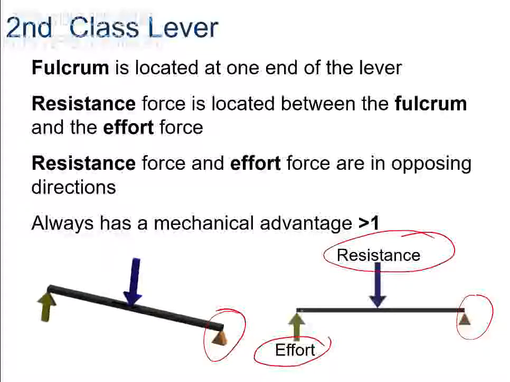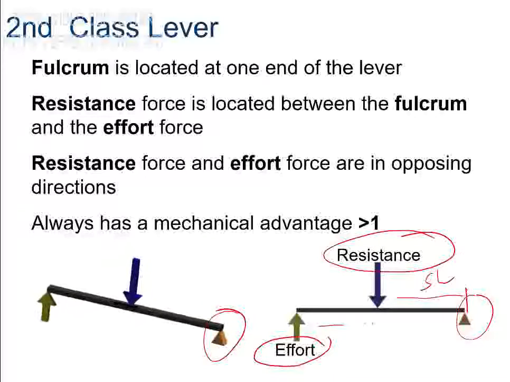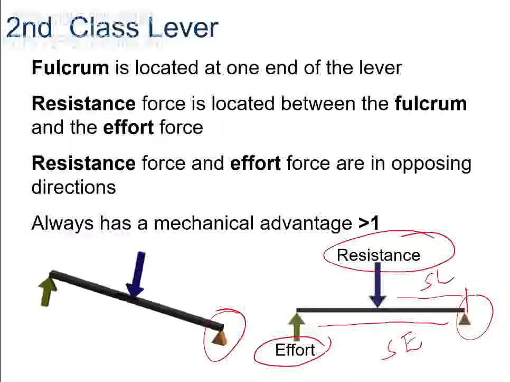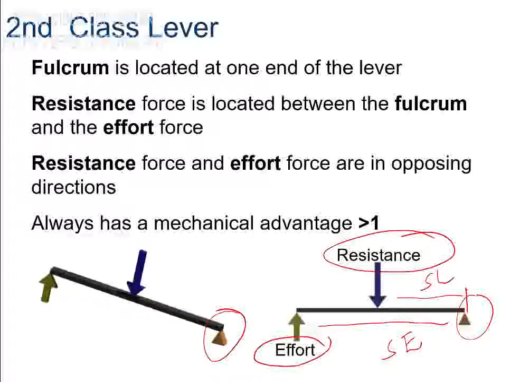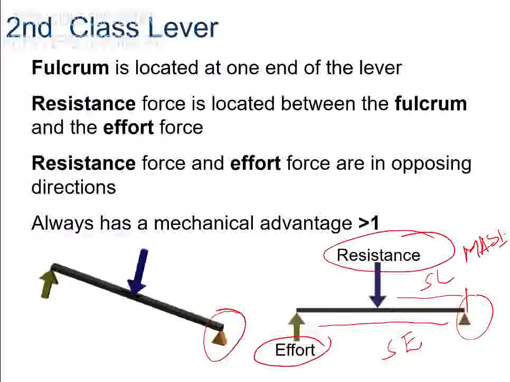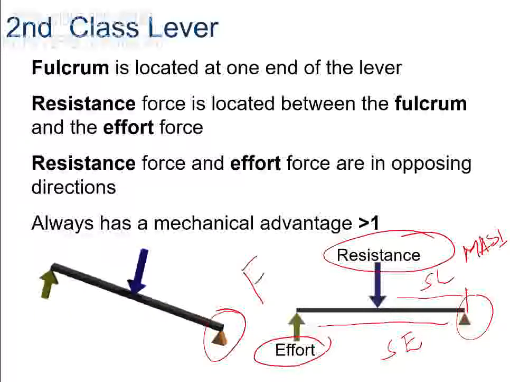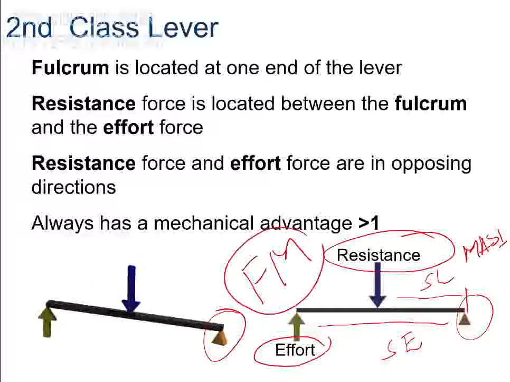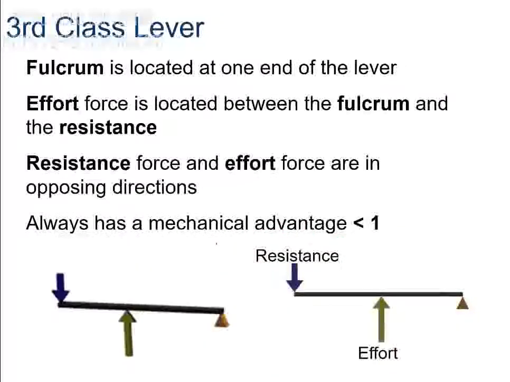Therefore, as you see, from this up to this is the distance moved by the load. From this up to this is the distance moved by the effort. For this reason, the mechanical advantage is always greater than 1. Since the mechanical advantage is greater than 1, a second class lever is a force multiplier. Second class levers are always force multipliers.